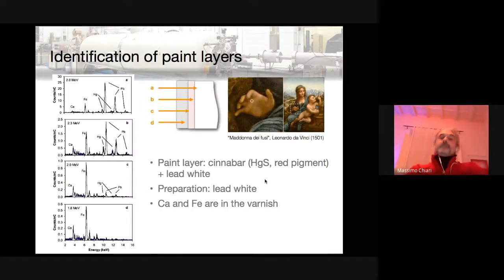This is just an example, semi-quantitative, of the identification of paint layers. Again, Madonna dei Fusi by Leonardo da Vinci, where the study was of the pink of the flesh of the Virgin's hand, and by doing measurements at 4 different proton beam energies, it was possible to reconstruct the layering. There was a varnish layer, then a paint layer made of cinnabar, so mercury sulfide, mixed with lead white to give the pink shade, and then a primer, a preparation made of lead white. It was possible to distinguish this sequence.